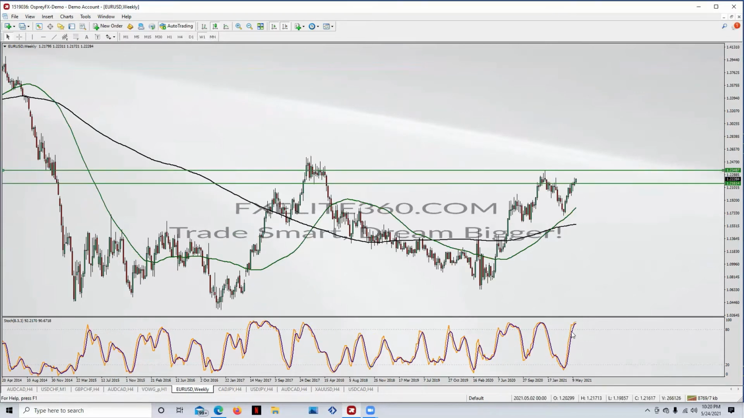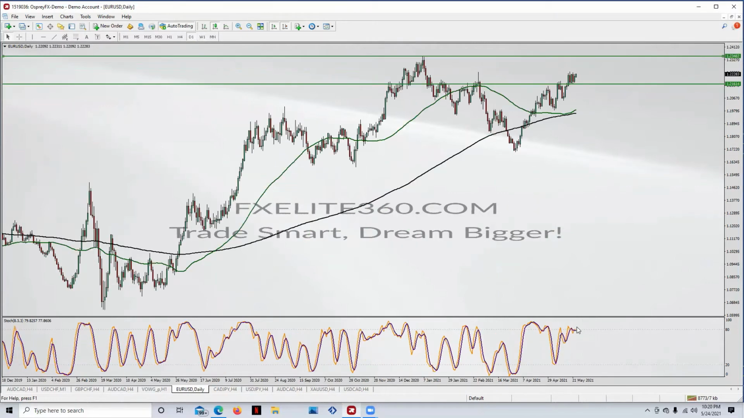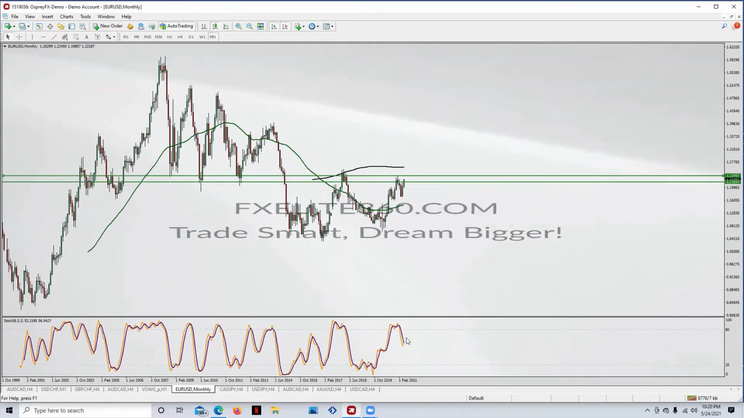On the weekly, the stochastic is extremely buried. If the stochastic is buried, the daily looks like it's buried. On the weekly it's falling. So on the monthly, sorry, not weekly, monthly, this is the divergence where price is moving up and the stochastic is going down. This is a divergence.